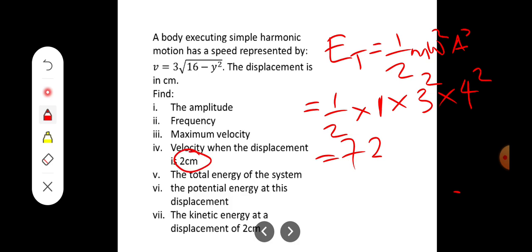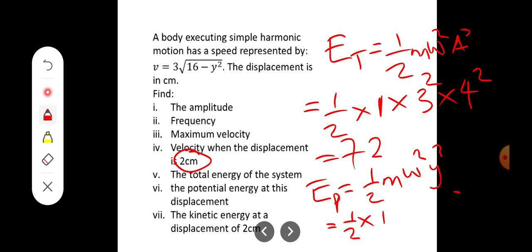The displacement here is 2 centimeters. Potential energy EP is equal to half m omega squared y squared. That's the formula. So that will be half times mass. We are using a unit mass 1. The omega here is 3, so 3 squared times y squared. In this case your y is 2, displacement 2 squared, and we are going to get 18. So the total energy is 72 joules, and the potential energy is 18 joules.